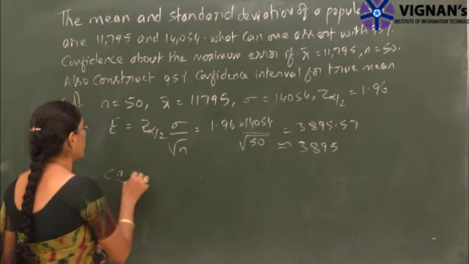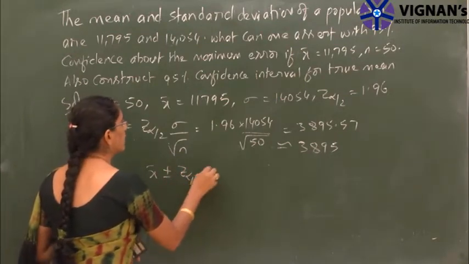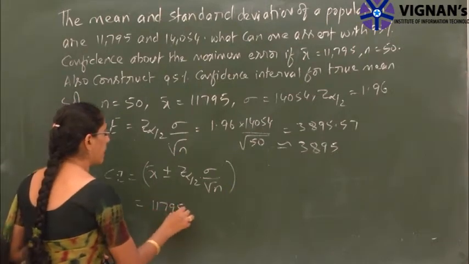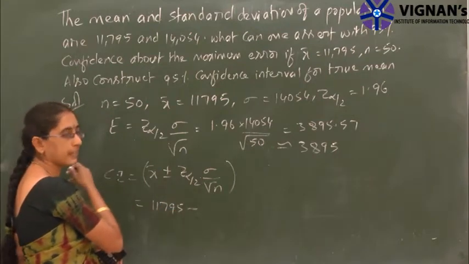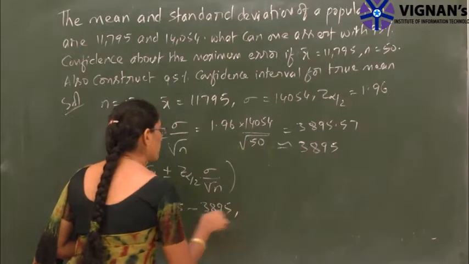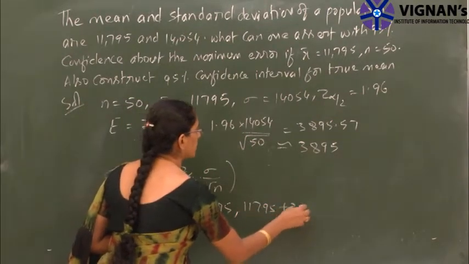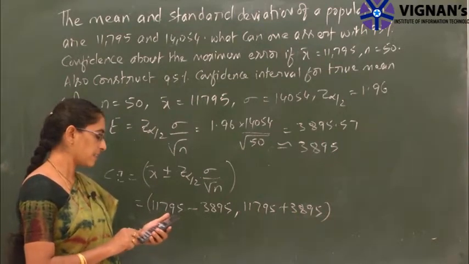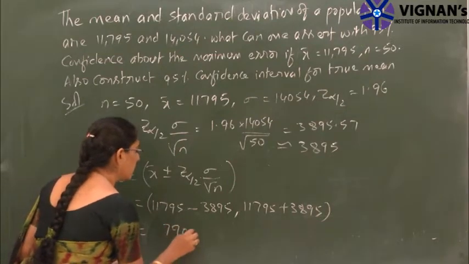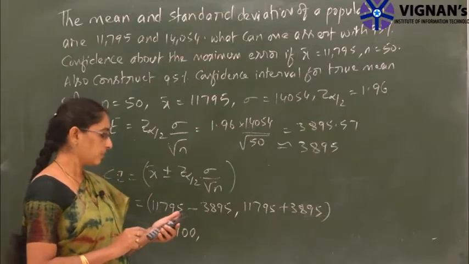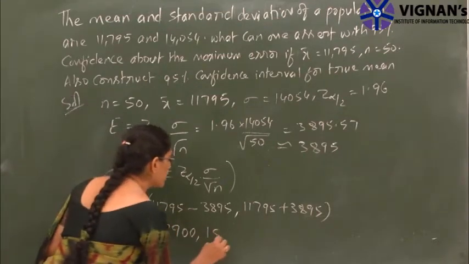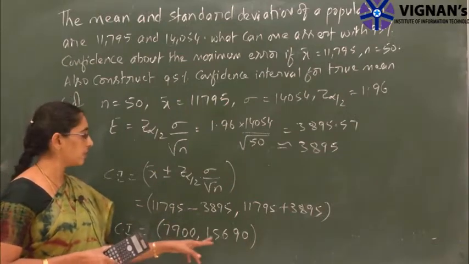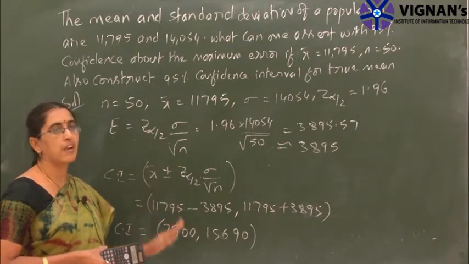Now next we have to find the confidence interval. The formula is x bar plus or minus Z alpha by 2 into sigma by root n. Here x bar is 11,795, and Z alpha by 2 into sigma by root n is nothing but the error, that is 3,895. So the interval is 11,795 minus 3,895, comma, 11,795 plus 3,895. Simplifying, 11,795 minus 3,895 is 7,900, and 11,795 plus 3,895 is 15,690. So the confidence interval for the true mean is 7,900 to 15,690. In this way we have to find the confidence interval.